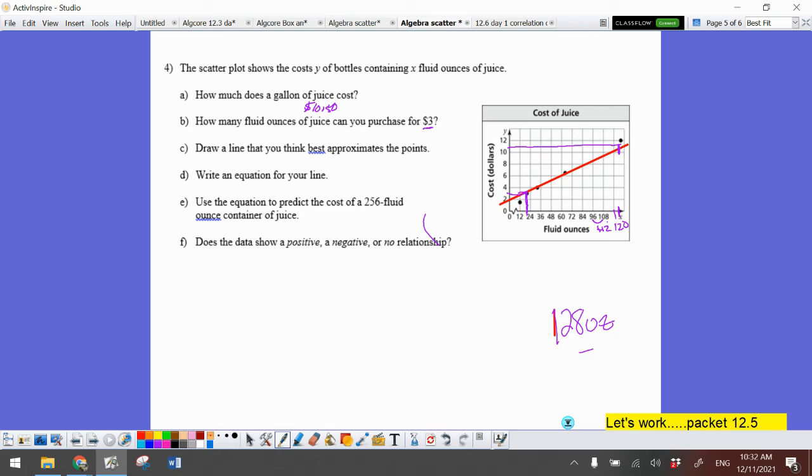So what do we want to say that is? So what's halfway between 12 and 24? Well, 24 minus 12, there's a distance of 12 in there. Okay, we know that. So halfway between 12 and 24 is going to be about 18 ounces. Okay, about 18 ounces.